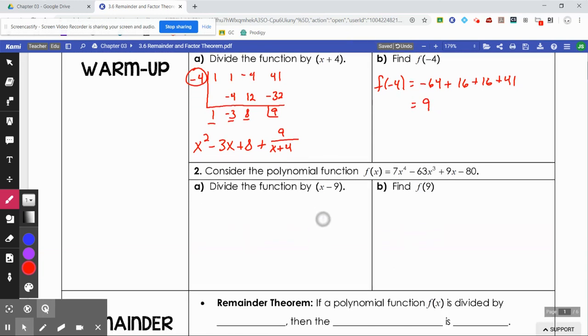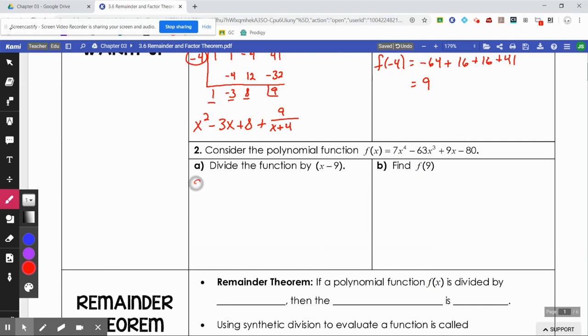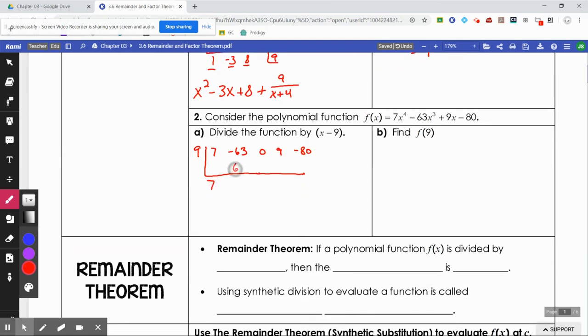Okay, number 2, same thing. We're dividing by x minus 9, so 9 goes on the outside. We have 7, negative 63. We have no x squared, so we have to put a 0 there. 9x and a negative 80. Bring down the 7, multiply gives you 63. 0, 0. Put them together gives you 0, still 0. 9 and 0 is 9.